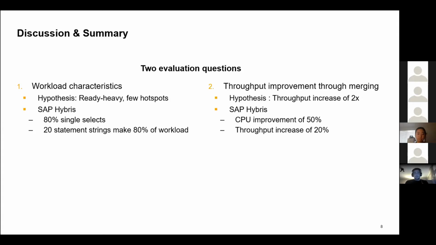The second evaluation question was regarding the throughput improvement by merging. The hypothesis here was that we can increase throughput by a factor of 2 for a synthetic benchmark. We showed this in our ODBC benchmark for sample statement strings. We also showed that we can improve CPU consumption by 50%, and that in an end-to-end scenario, the throughput is increased by 20%. And this also confirms our second hypothesis.